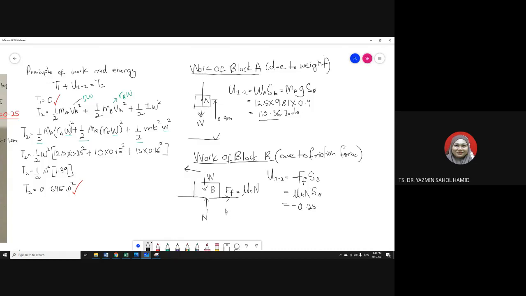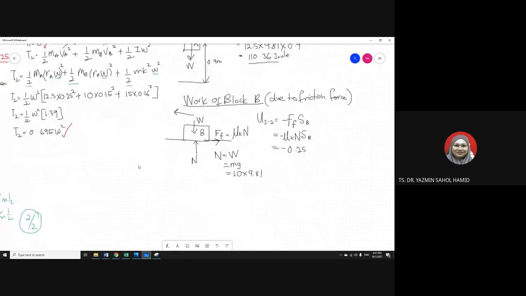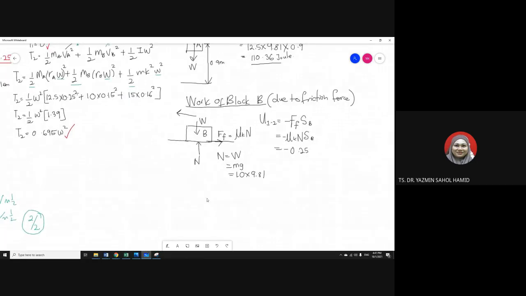Now N, we have to calculate N. Now N will be equal to W. Am I right? So W is mg. So N is mass times 9.81, which will equal 98.1 Newton. So this one will be 98.1 SB.